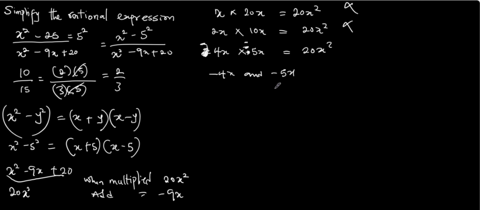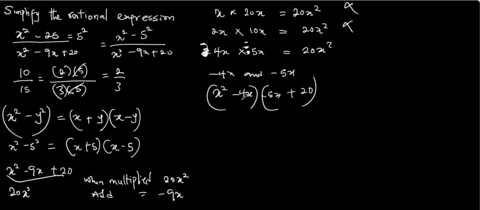So what do we do? We represent this minus 4x and minus 5x in the expression as minus 9x. Remember, minus 4x minus 5x is equal to minus 9x. So instead of minus 9x in the expression, we put minus 4x and minus 5x. So we would then have x squared minus 4x minus 5x plus 20. We now have an expression with 4 terms. So we group them into two. So we can now factorize.